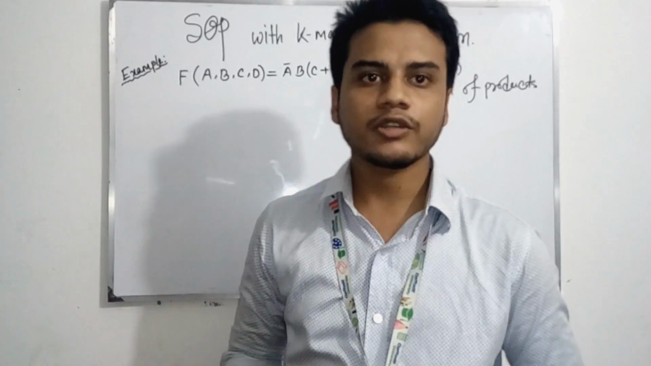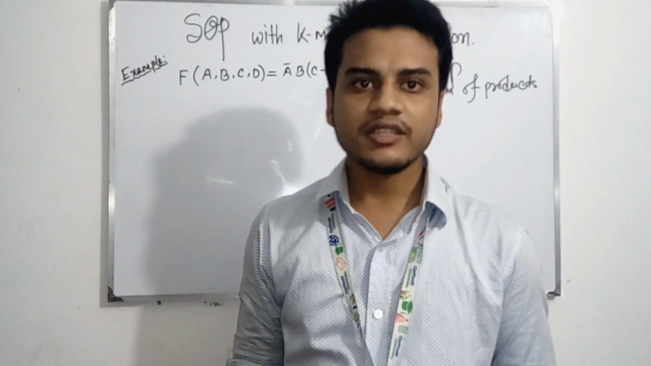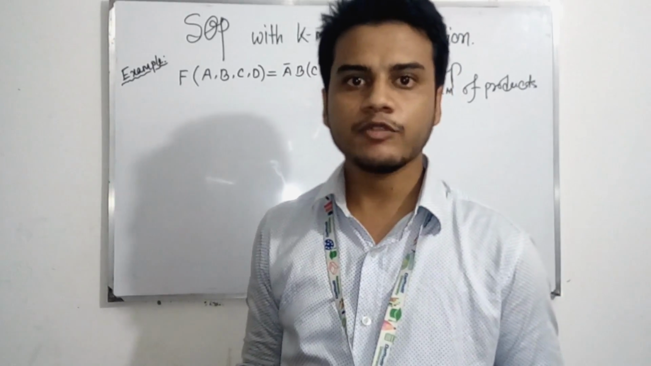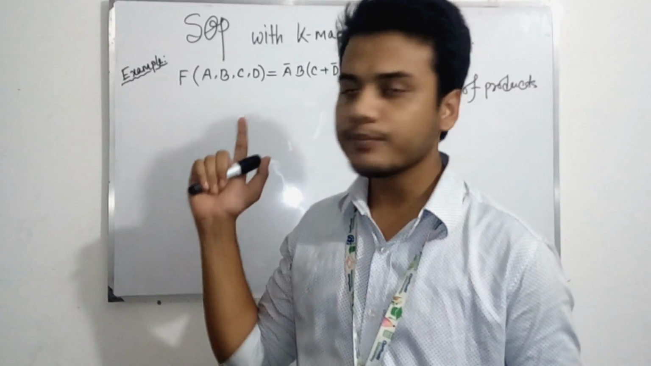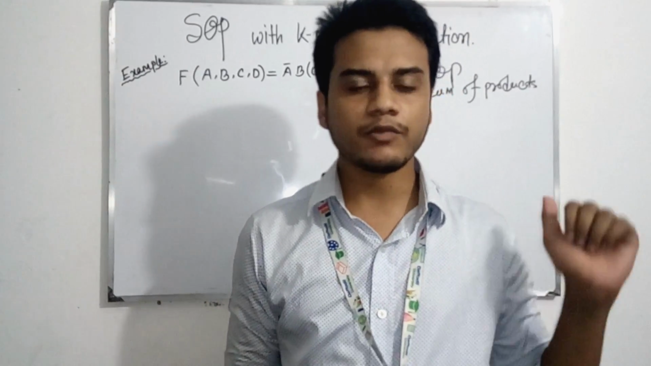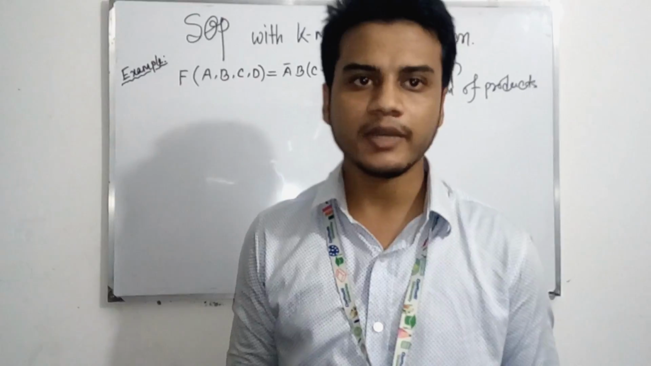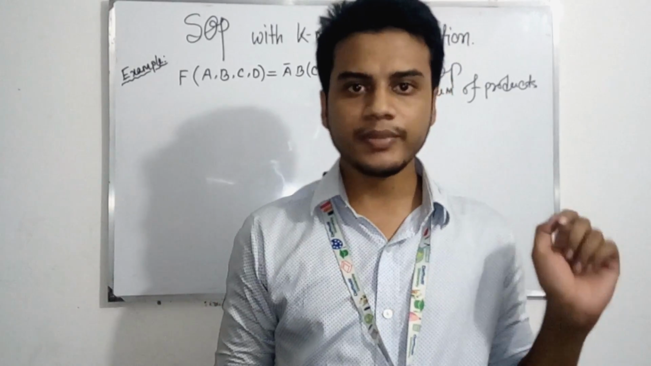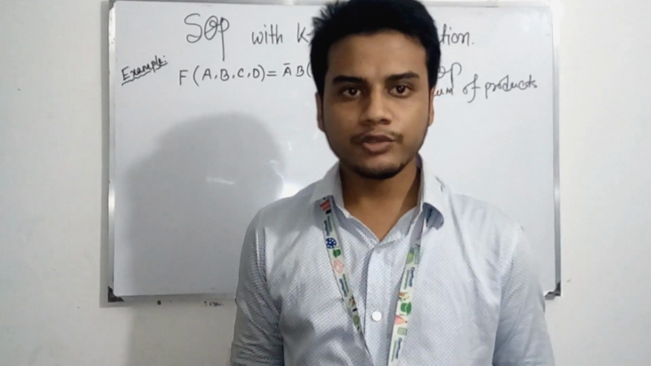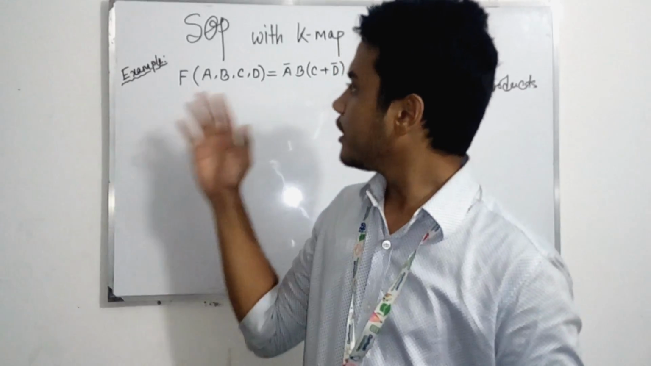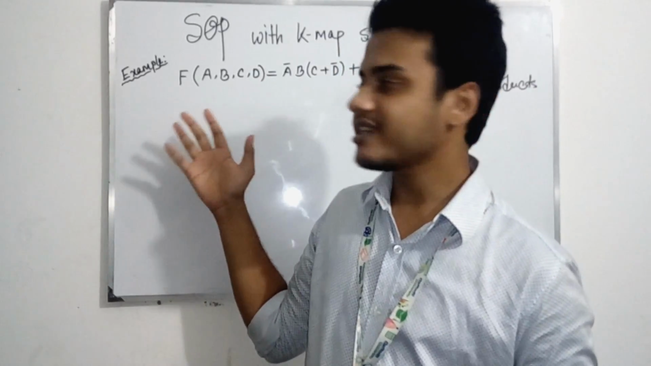Mainly for an equation or a logical expression, the min term and max term can be described in two ways: one is SOP and the other is POS. SOP means sum of products and POS means product of sums. And I will explain SOP with K-map simplification. To do this, I need an equation, a logical expression.